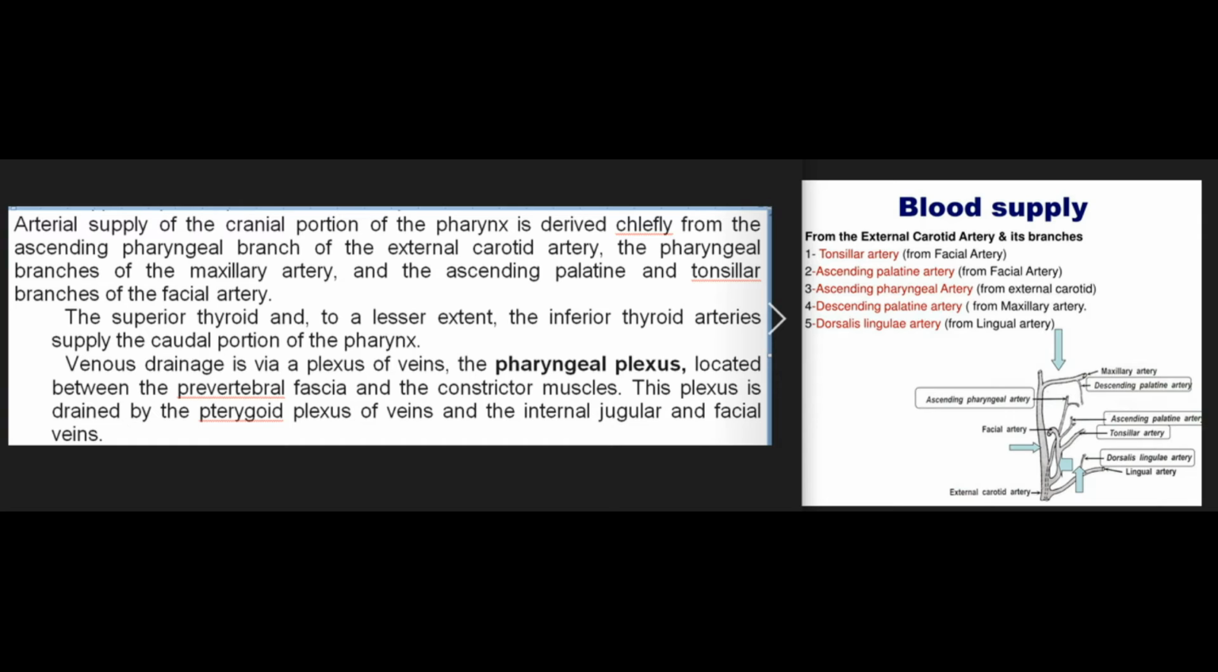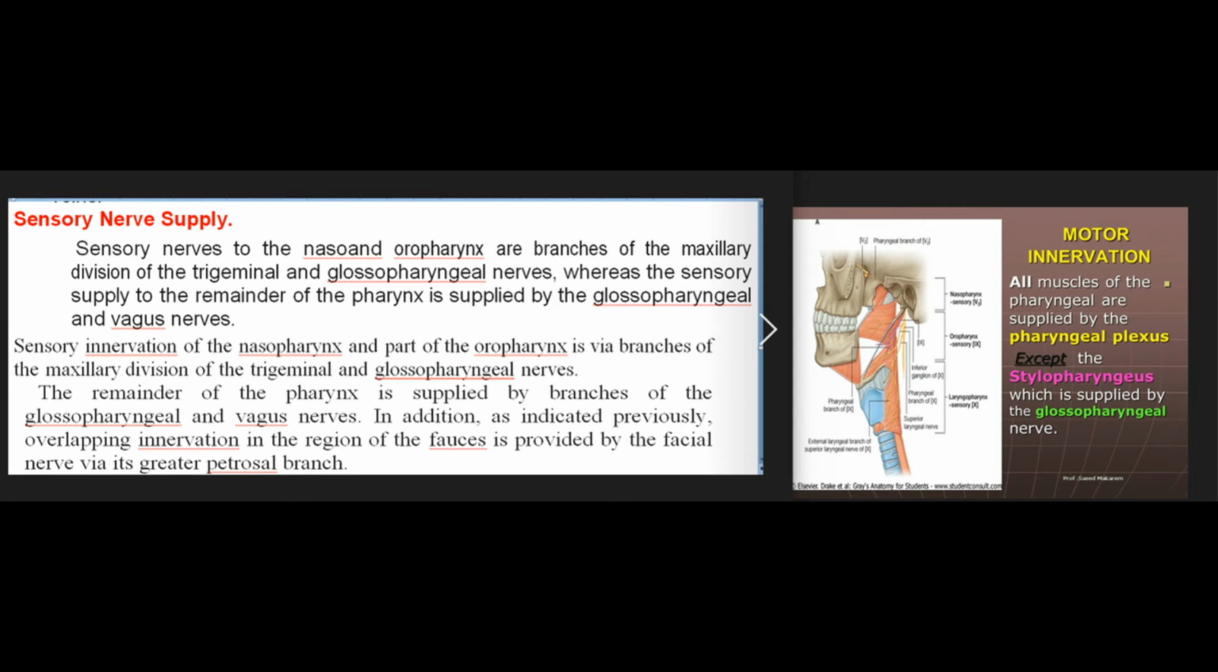Venous drainage is via a plexus of veins, the pharyngeal plexus, located between the prevertebral fascia and the constrictor muscles. This plexus is drained by the pterygoid plexus of veins and the internal jugular and facial veins. Sensory nerve supply. Sensory nerves to the naso and oropharynx are branches of the maxillary division of the trigeminal and glossopharyngeal nerves, whereas the sensory supply to the remainder of the pharynx is supplied by the glossopharyngeal and vagus nerves.